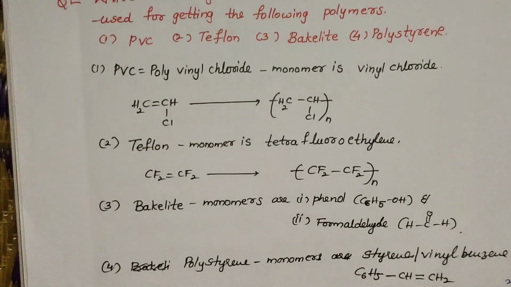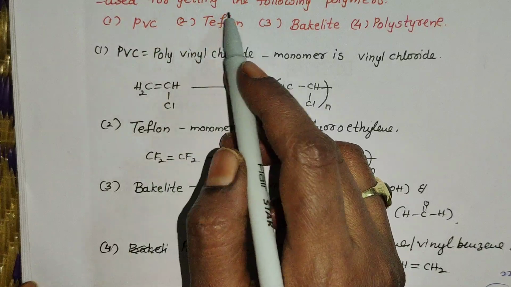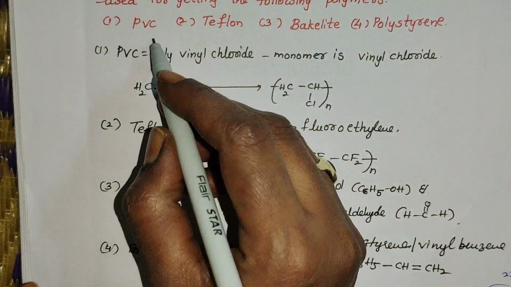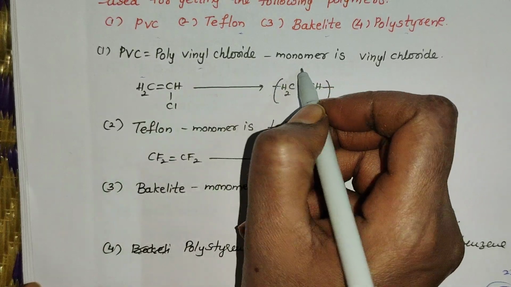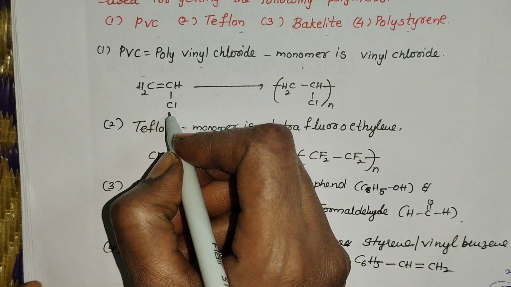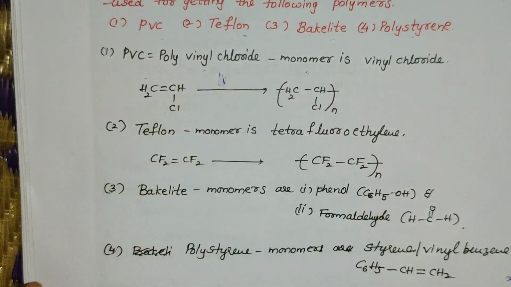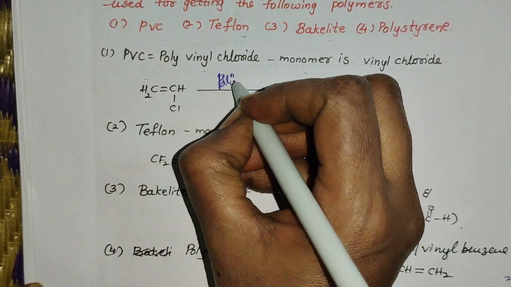Okay, next, one more important question. Write the names and structures of the monomers used for getting the following polymers: PVC, Teflon, Bakelite and polystyrene. PVC full form is polyvinyl chloride. The monomer is vinyl chloride. A number of vinyl chlorides are involved in the polymerization and form polyvinyl chloride.